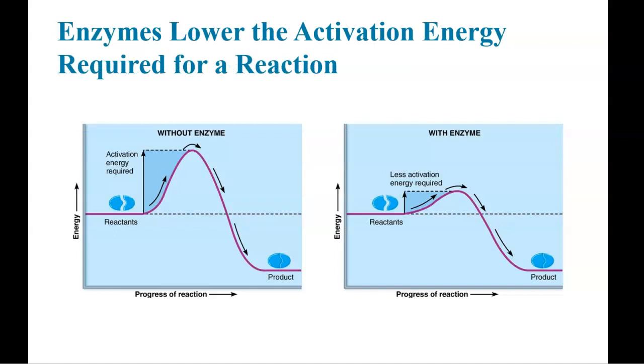Okay, so here you can see two diagrams that show the difference between a reaction that happens with an enzyme and a reaction without an enzyme. Without an enzyme, it requires a lot more energy, so more activation energy is required for that reaction to occur. Whereas with an enzyme, the reaction requires less energy. So again, it's just more efficient, okay, because the enzyme puts the substrates into the best position to react with one another, and so it requires less energy for the reaction to occur.